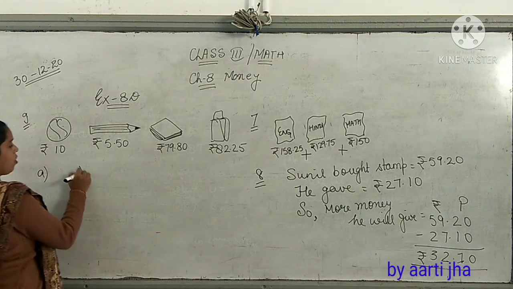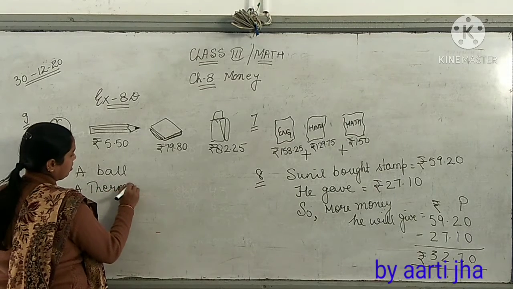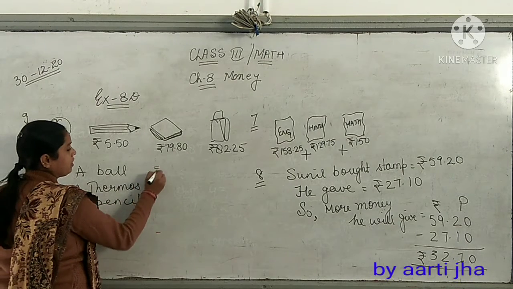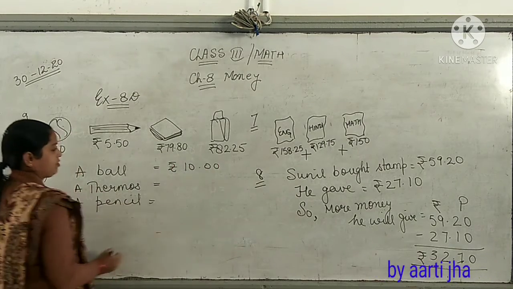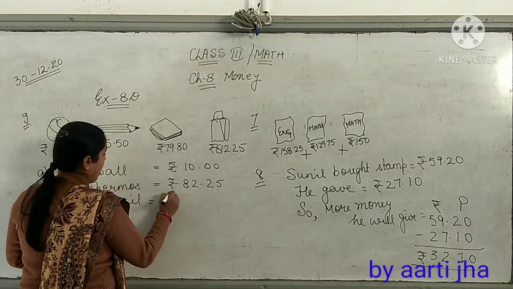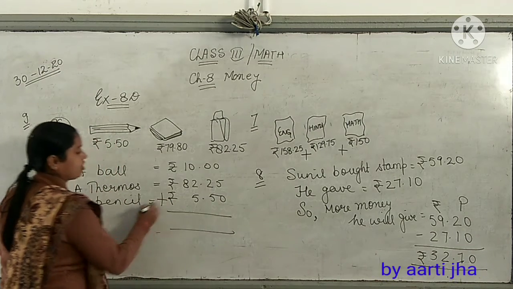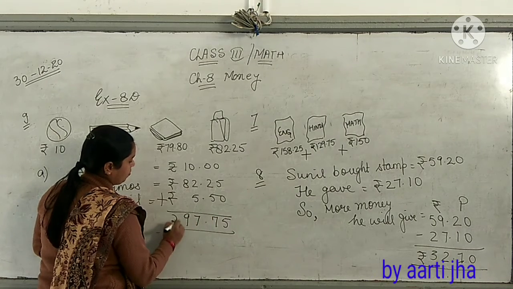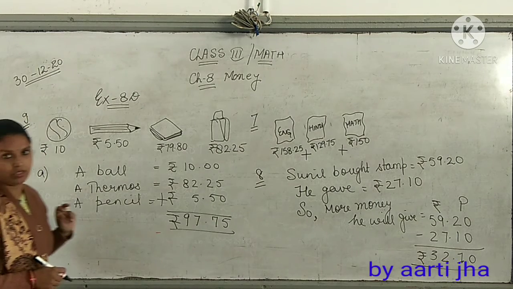First situation, a ball you bought, then a thermos, that is a water bottle, that is this one, and a pencil. Total amount means all together. So now you do one thing, you write the cost: 10 rupees 0 paise for the ball, the thermos is 82 rupees 25 paise, and the pencil is 5 rupees 15 paise. Do the column wise addition and then find the answer. I got it as 97 rupees 75 paise for the total amount spent on these 3 items.